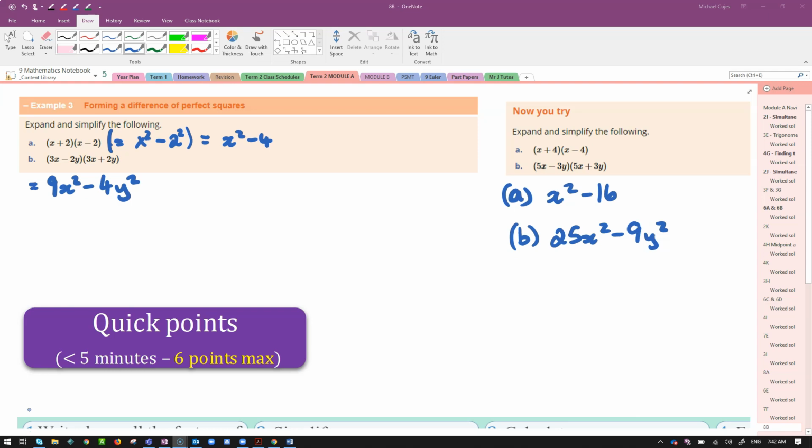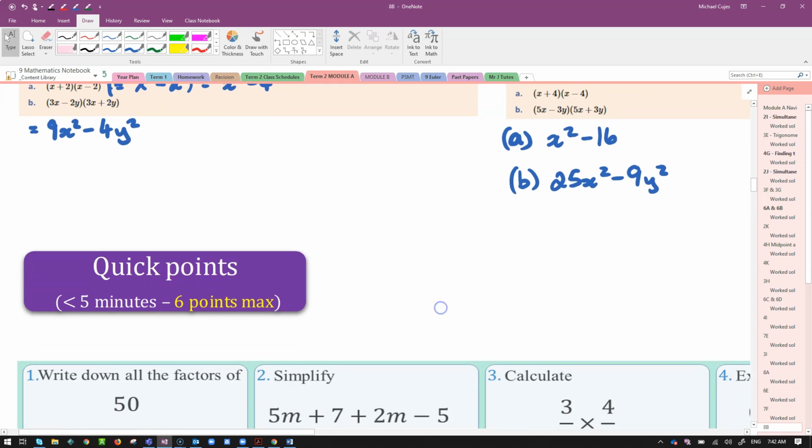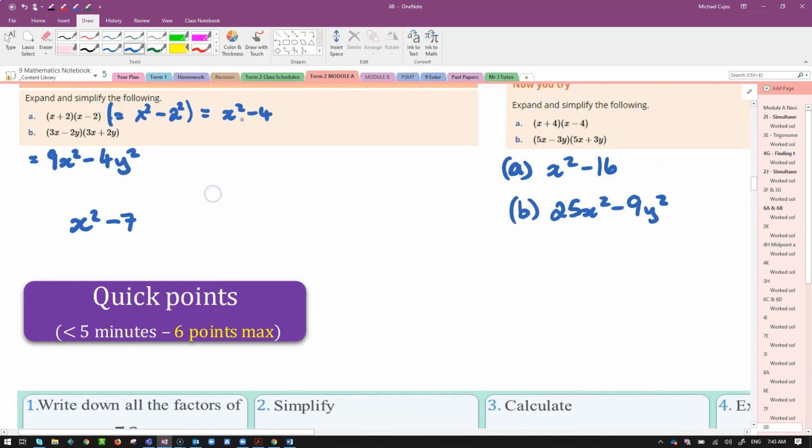Now, I did say this is not just for perfect squares. I want to give you an example, and it probably comes up more when we're factorising, but if I have x squared minus 7, and I wanted to go the other way and use my difference of two squares to factorise that, I could think of x squared minus 7. 7 is not a perfect square, but I could think of it as the square root of 7 squared, which enables me to write it as x plus root 7, x minus root 7.